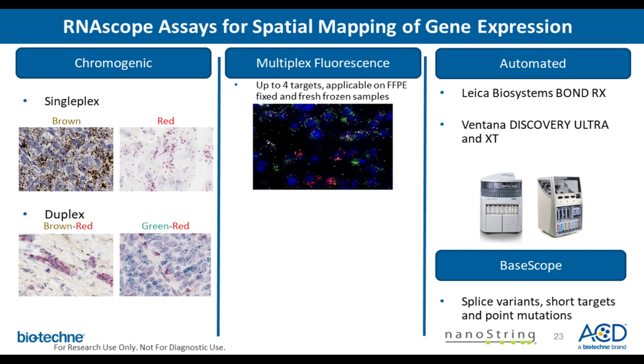Like I mentioned, we provide assays that are supported by the Leica and Ventana automated systems. Another assay that we provide is the BaseScope assay, which is a sister assay for the RNA-scope assay, and is specifically designed to detect short targets, splice variants, and point mutations. Now, the unique thing about this assay is that it can discern up to a single base pair difference and can be very significant when you're looking at point mutations in cancer research or for circRNA detection in neurobiology.